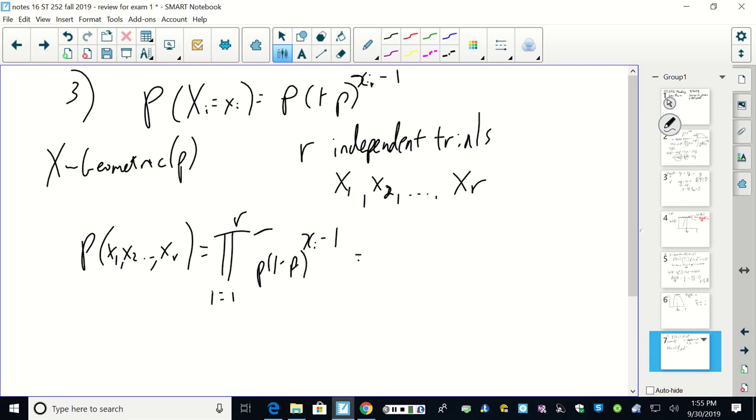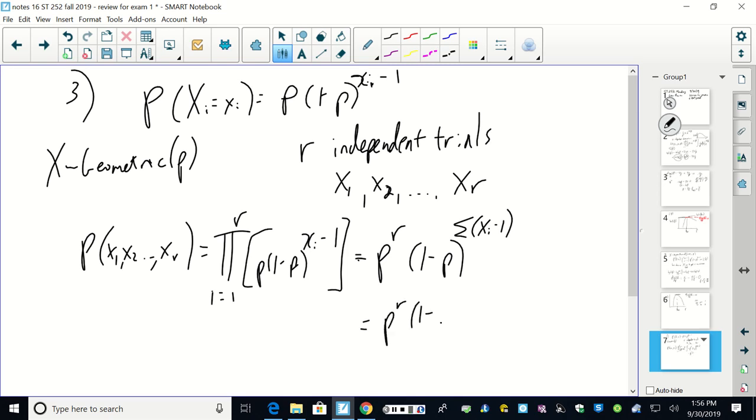So all of this is inside the product there. Everyone has a p, so there's going to be r of those multiplied together, so they make p to the r. And then the 1 minus p, what happens with that? There's an x1 minus 1, x2 minus 1, x3 minus 1. So when we add them together, we end up adding the xi minus 1s all together. And so there's a p to the r, times 1 minus p to the sum of xi, minus r.